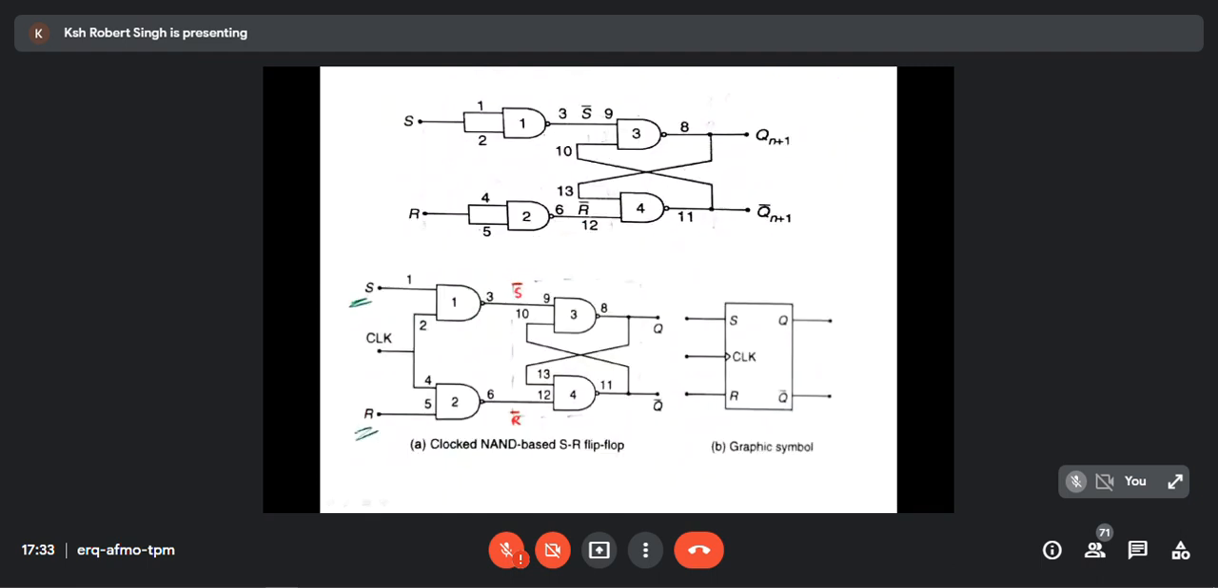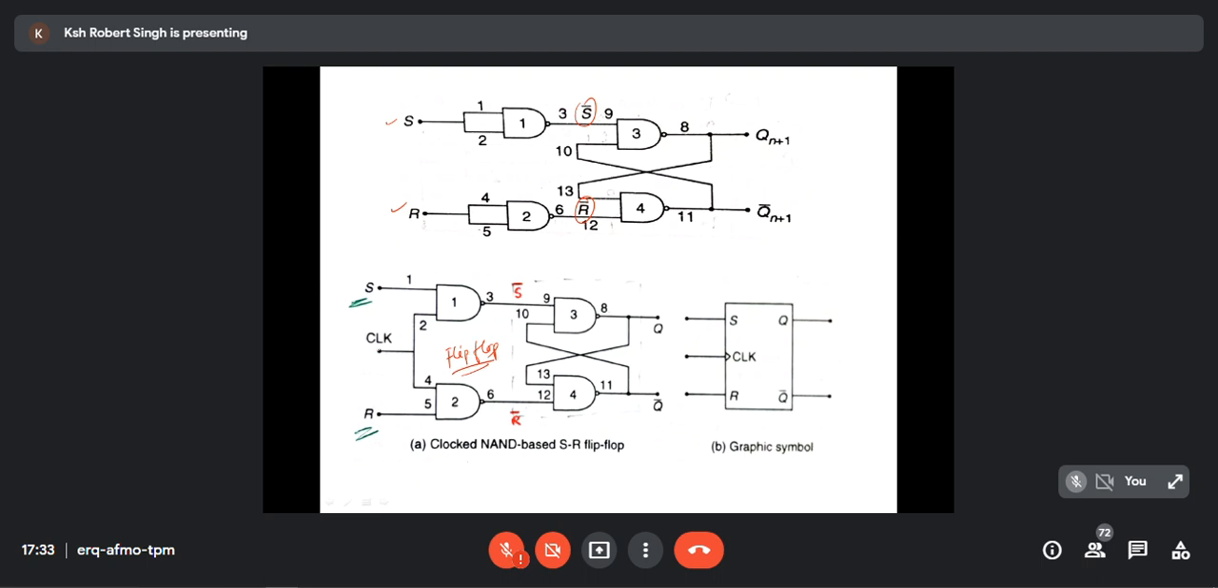Okay. Now, this is the SR I have just drawn. This is your S bar, this is your R bar. This is NAND base. Q(n+1), Q(n), Q bar(n+1), S and R. And this is with clock. This is without clock. If it has this clock, then I can call it flip flop.